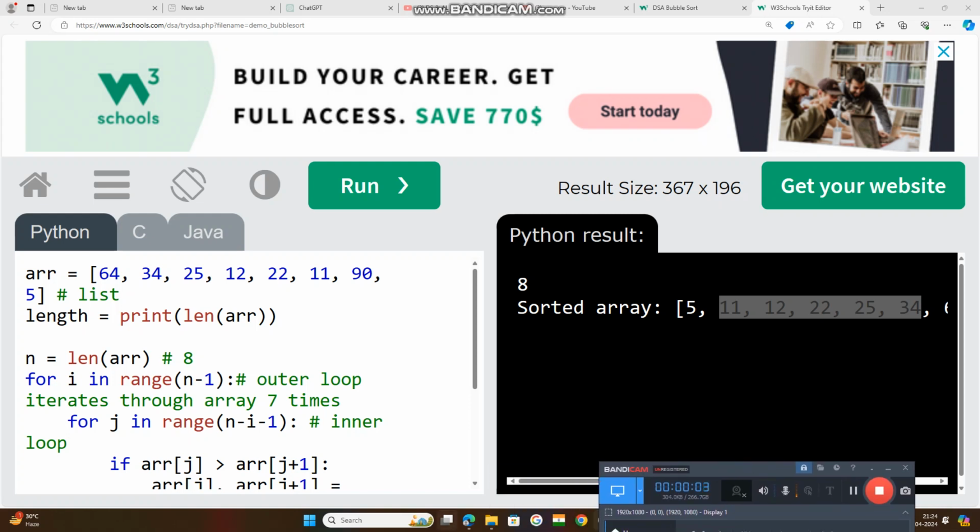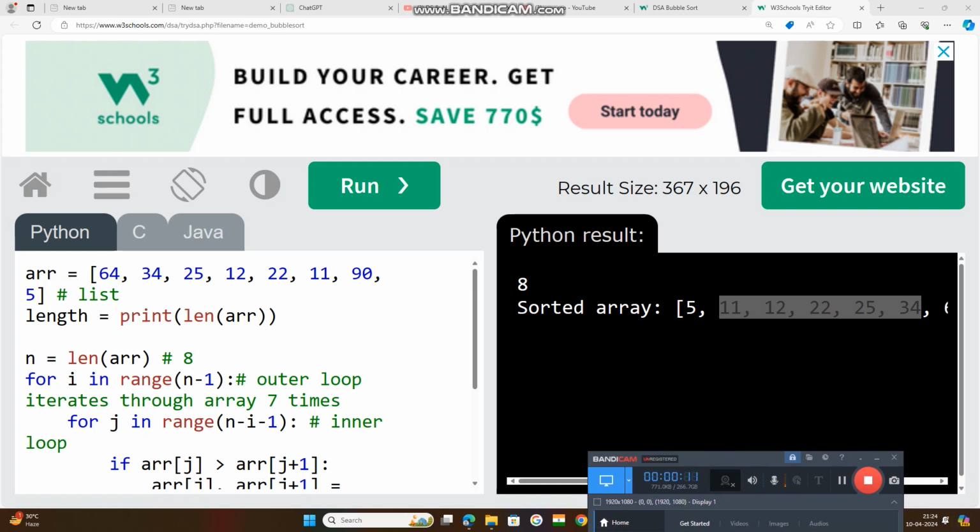Okay, now we'll try to understand this bubble sort algorithm very deeply. Now try to understand what happened here. This is the array, meaning list, declared here with 8 elements. So 8 elements are there.